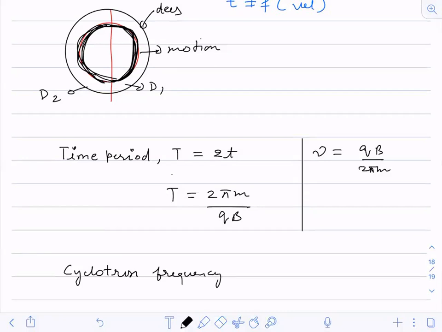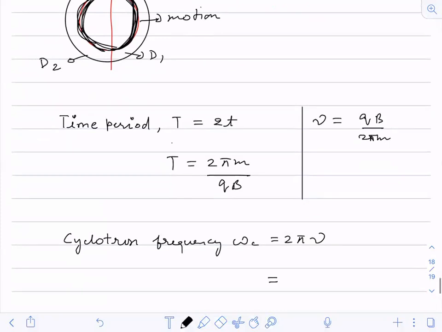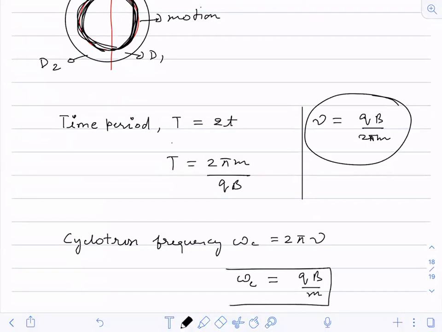Okay. So the cyclotron frequency is omega c, which is 2 pi mu, where mu is the frequency value. So what will you write? You will be writing omega c as qB by m. This is the cyclotron frequency.